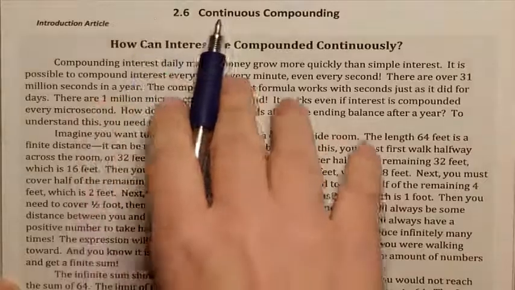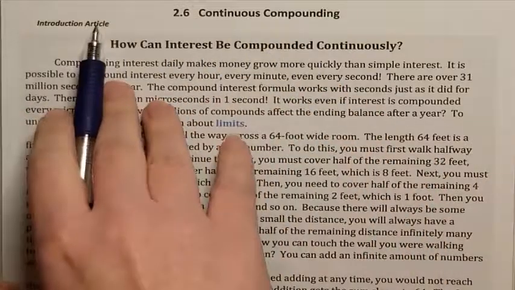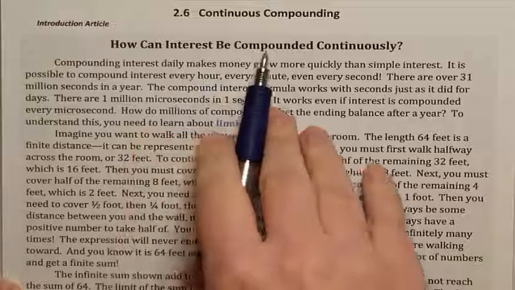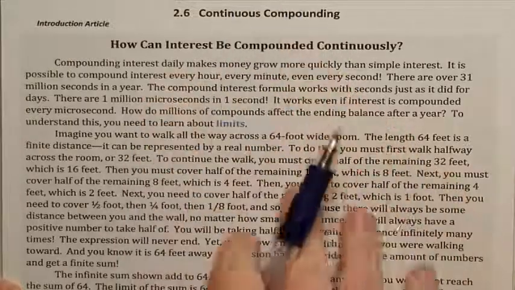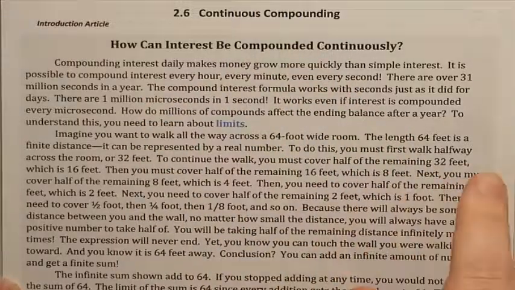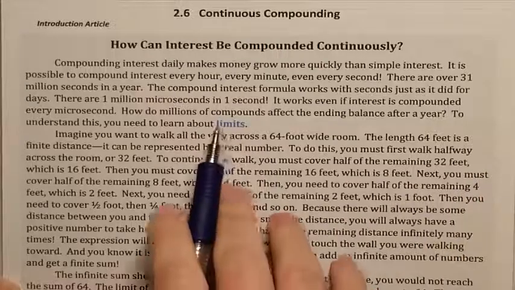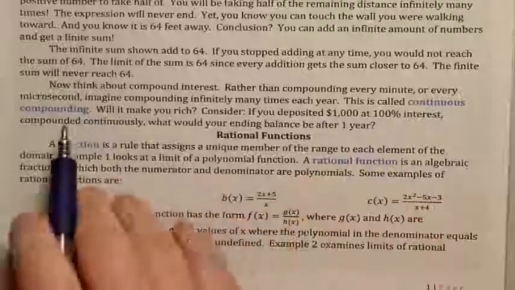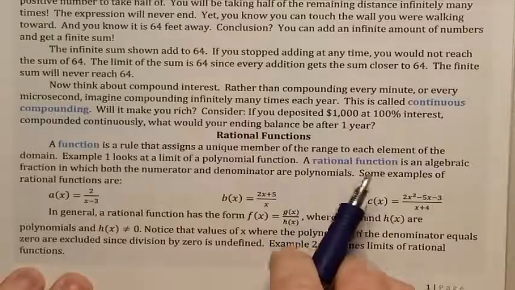Lesson 2.6, Continuous Compounding. The introduction article, How Can Interest Be Compounded Continuously, has all of the information that you'll need for background to be able to do today's lesson. Some key terms you need to know are limits, continuous compounding, function, and rational function.